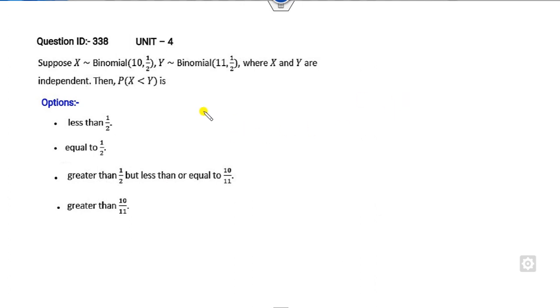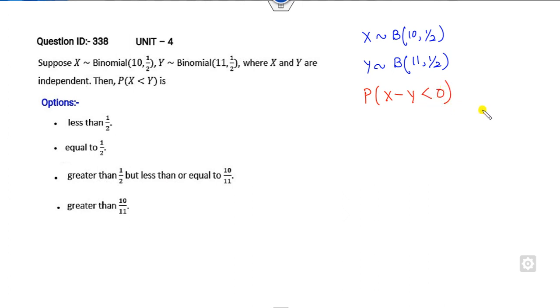Okay, X follows the binomial distribution with parameters 10, half. Y follows the binomial distribution with 11, half. Then your target is to find this. So I can write this as X minus Y is less than 0. Okay, so how can we solve that? Because we are not getting the exact answer. Look at this number. What is that?